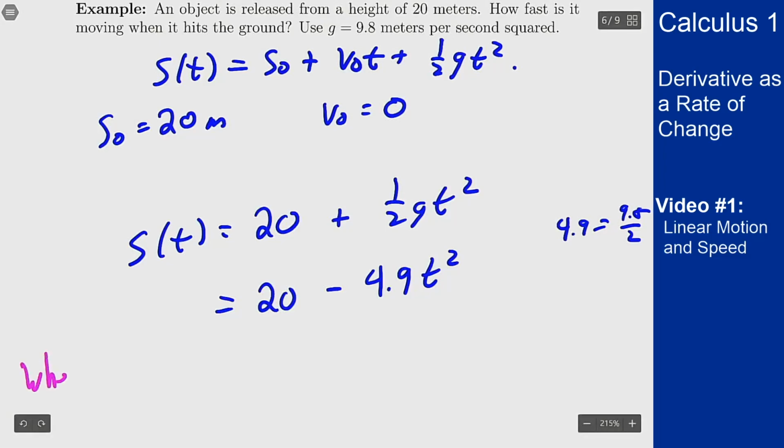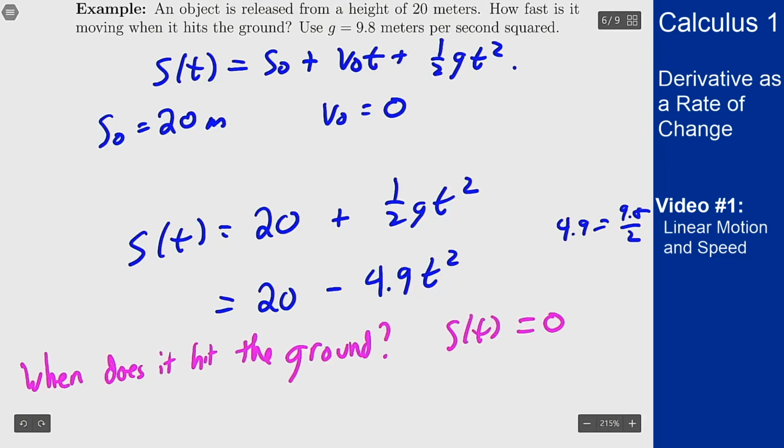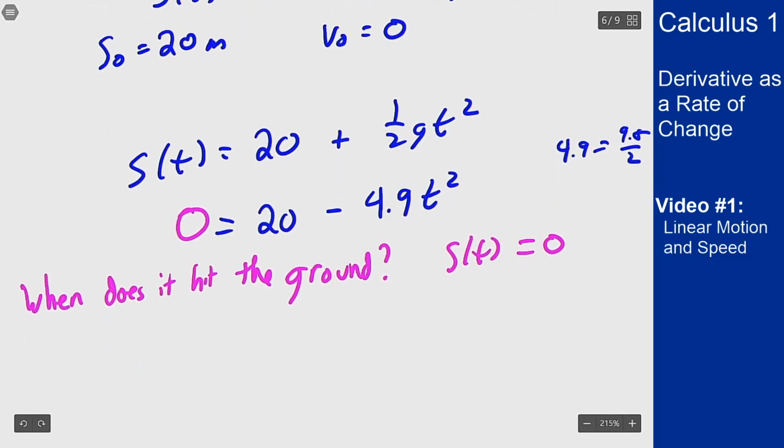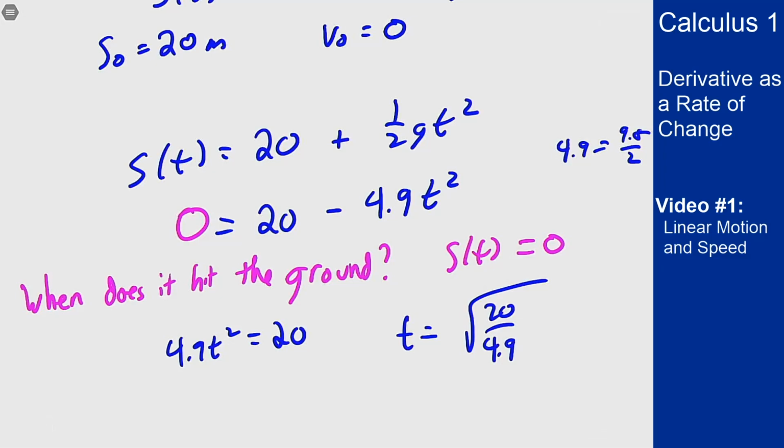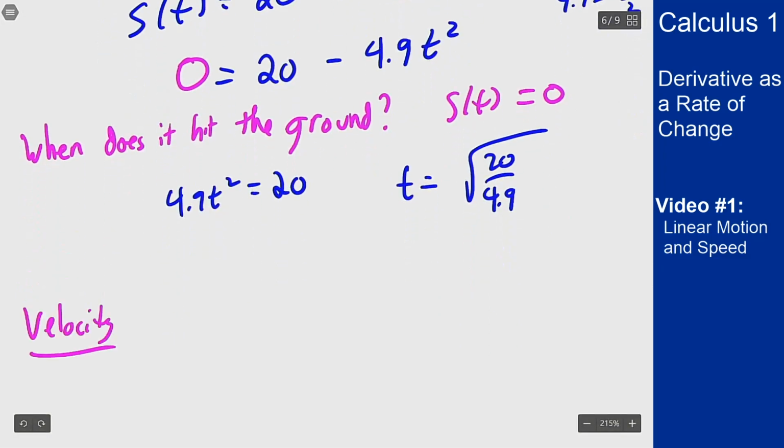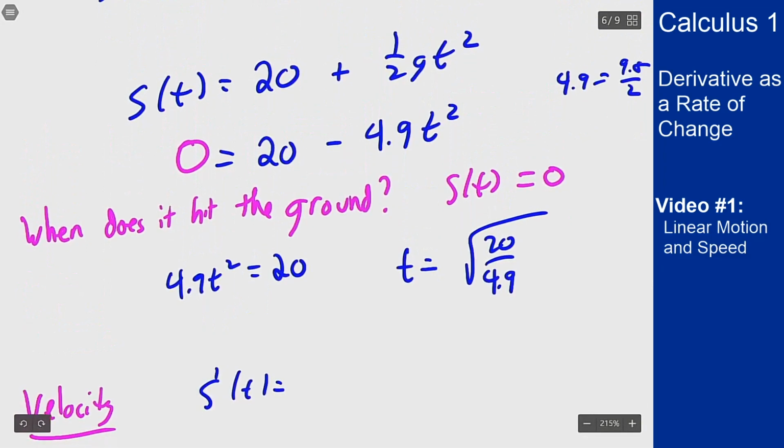So when does it hit the ground? Well, that happens when s of t equals 0. So I can put a 0 in here. And I get that 4.9t squared equals 20, or t equals the square root of 20 over 4.9. Now I want the velocity at this time. Well, my velocity should be s prime of t, which, since s is 20 plus 1/2 gt squared, is just g times t, or negative 9.8 times t. Now I can just plug in my value of t to get my answer.